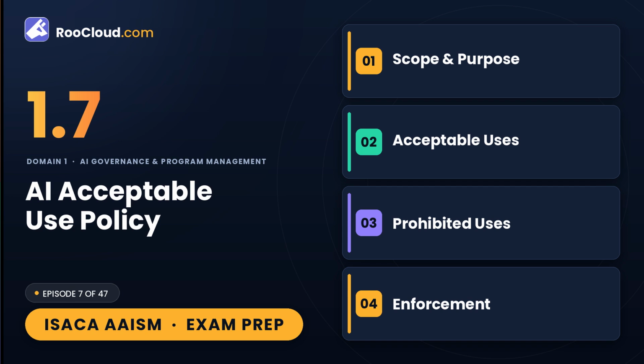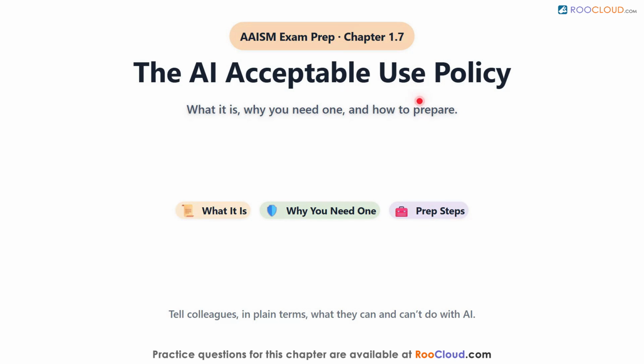Welcome to Domain 1, Section 1.7, the AI Acceptable Use Policy. In this session, we will look at what an acceptable use policy is, why every organization using AI needs one, and the practical steps to take before you sit down to write it.